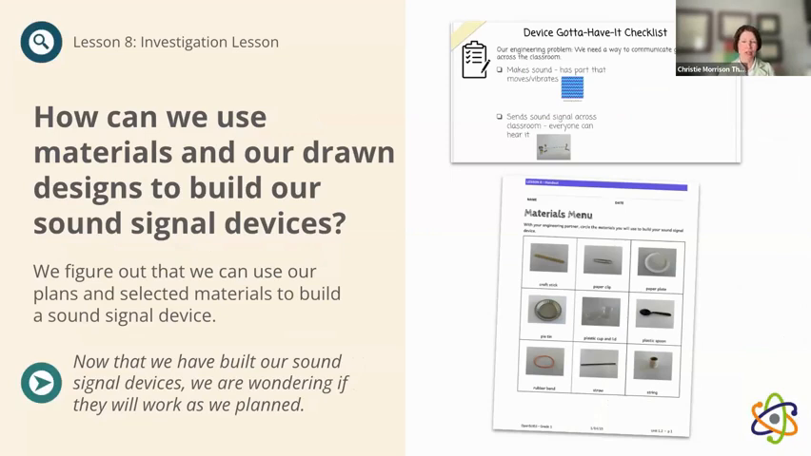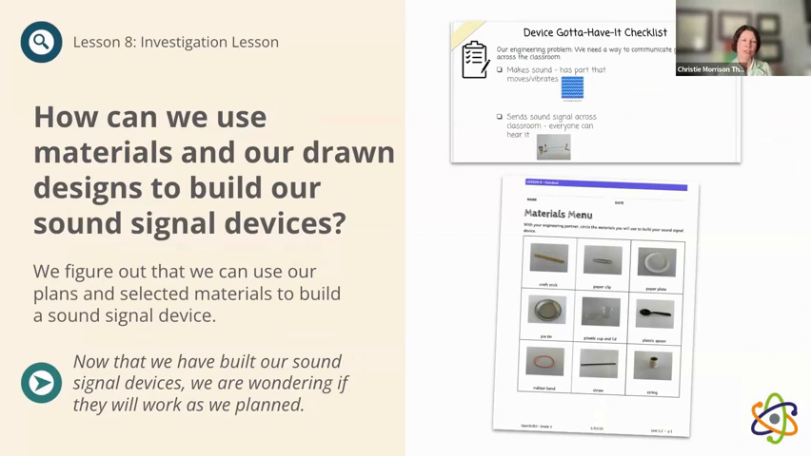Now, in this Lesson 8 investigation, we remind ourselves of the engineering problem we are trying to solve. We need a way to communicate a good news message across the classroom. And then we continue to use our informational text to find out how engineers like Matthias Dermond use materials and drawn designs to build devices.